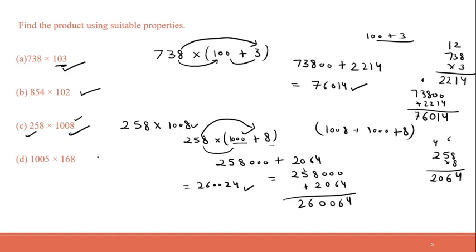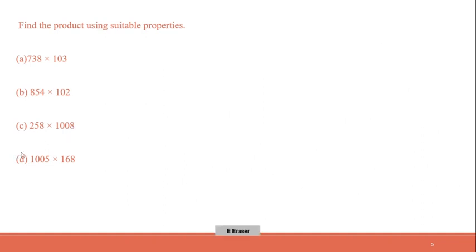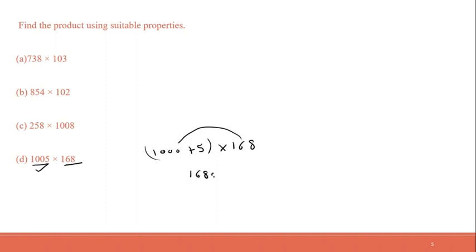So now let's come to the next one, this question. For this I'm erasing these questions, right? So here, what will I do? Do I split this one or this one? Obviously this one, because I can see that this is 1000 plus 5, right? So 1000 plus 5 multiplied with 168. What we will do? 168 multiplied with 1000, 168000, right? And this 168 into 5. Quickly multiply 168 into 5.